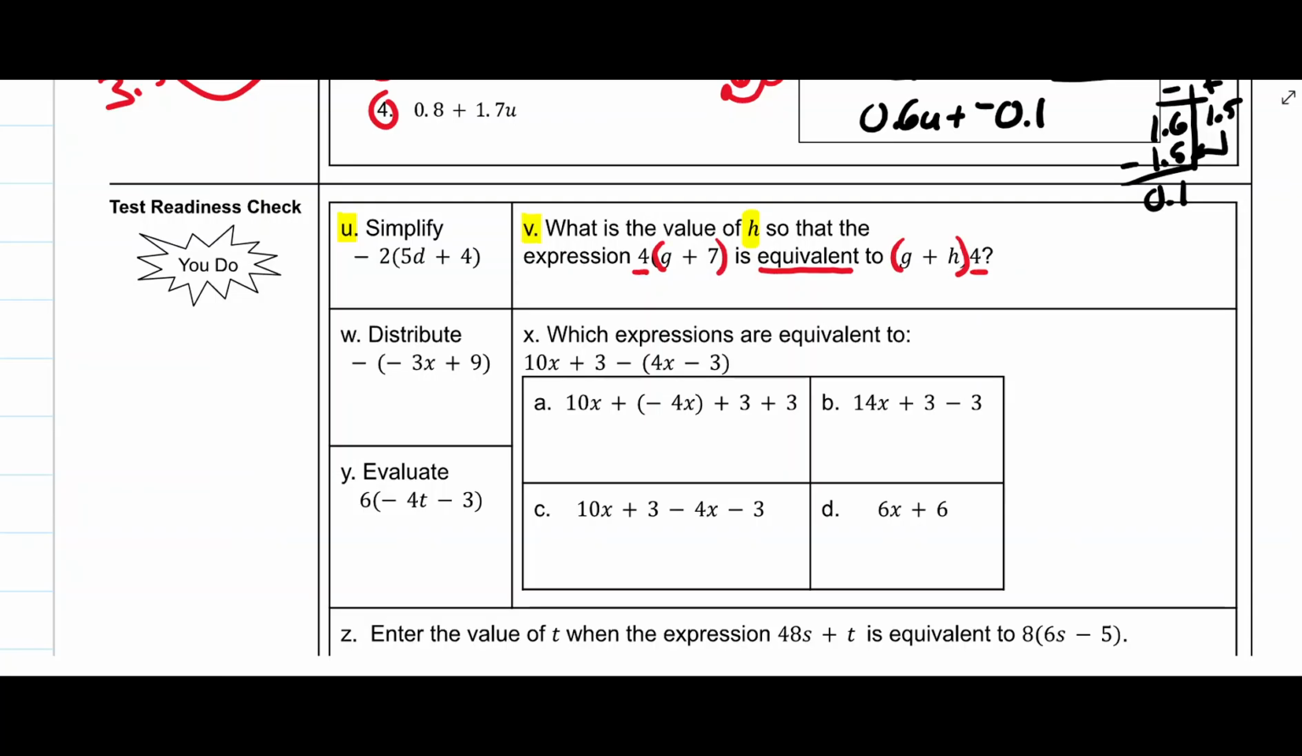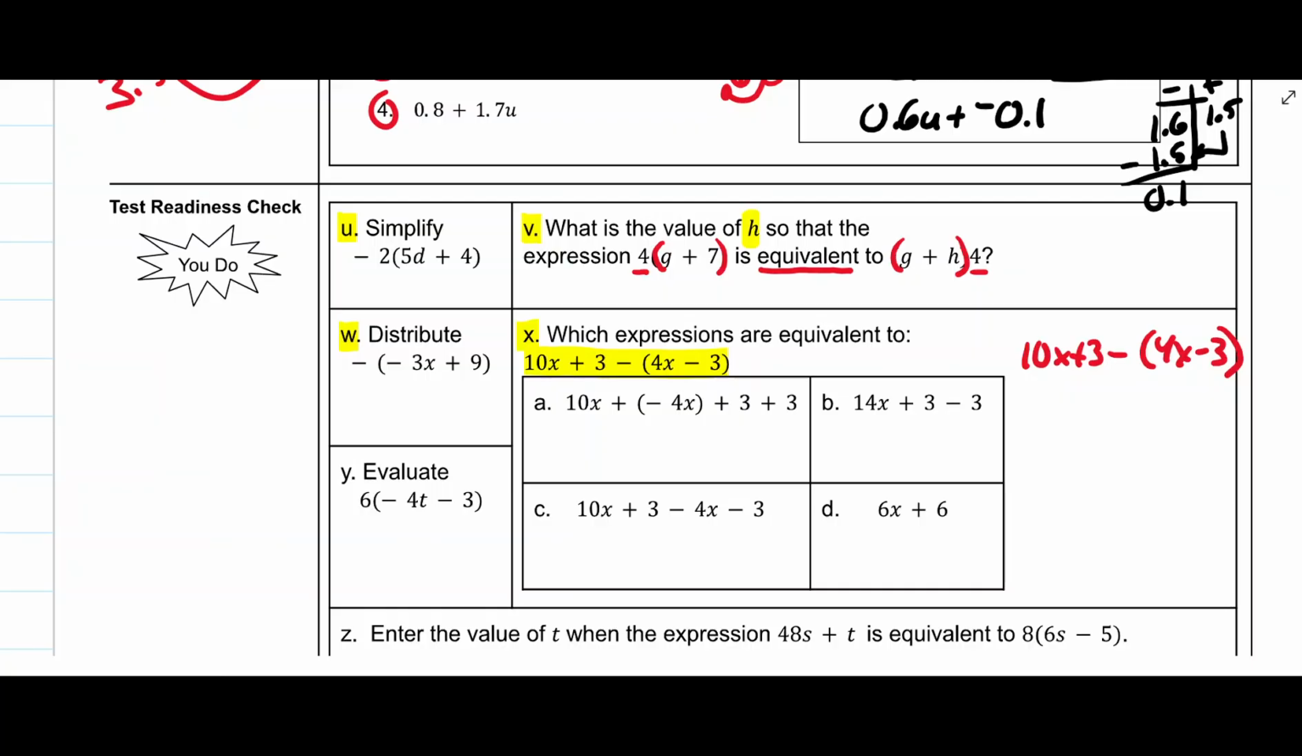Then you're going to move on to W, that's distribute. Watch out for this right here. You know to add a 1 right there. And then we'll move on to X, and that's which expressions are equivalent to this one right here. So move that one right over here. 10x plus 3 minus 4x minus 3. And make sure you do what we've learned about that identity property and then do your additive inverses to both subtraction signs. And then you'll have to simplify A, B, C, and D to see which ones are equivalent.